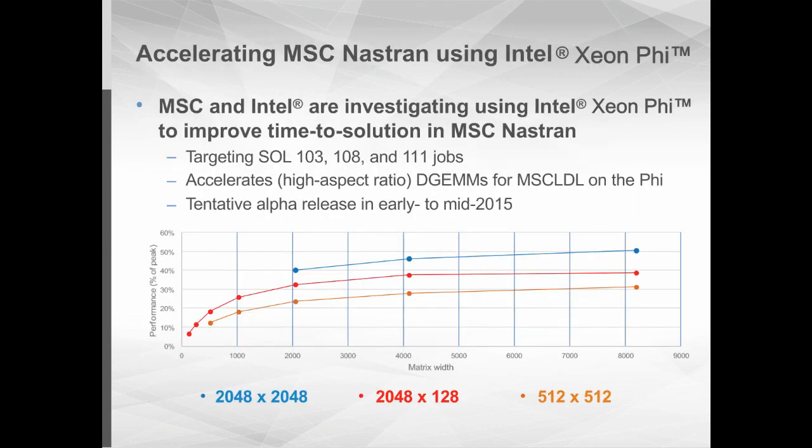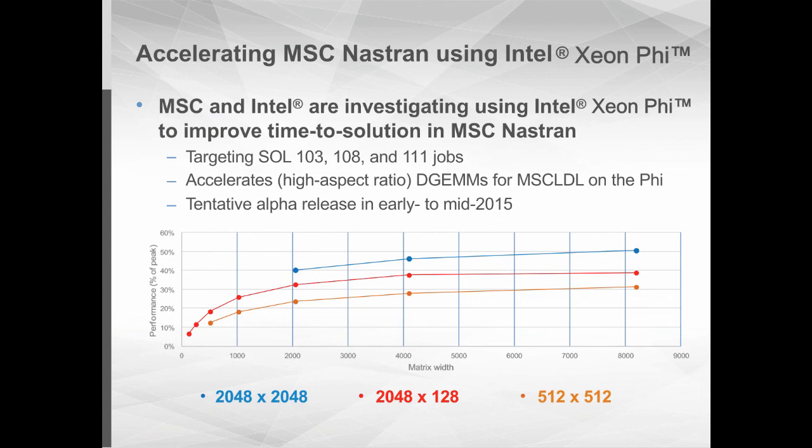Before we end today's presentation, we only have a few more slides to go. I want to discuss some ongoing work that is tentatively planned for 2015. MSC Nastran has been working closely with the Intel team on providing support for the Xeon Phi in the 2015 release. We are currently targeting Solution 103, 108, and 111, with an alpha release tentatively planned for early to mid-2015.